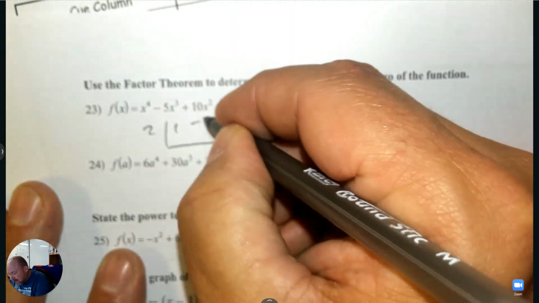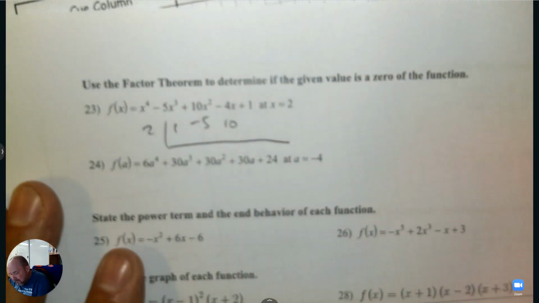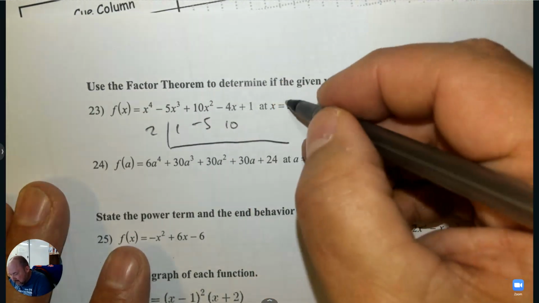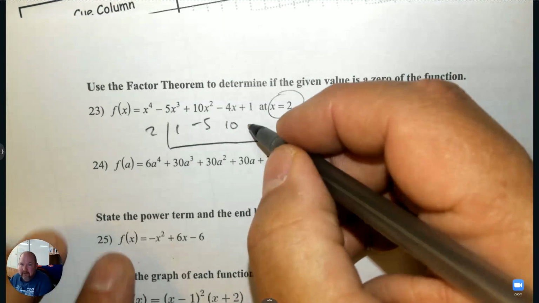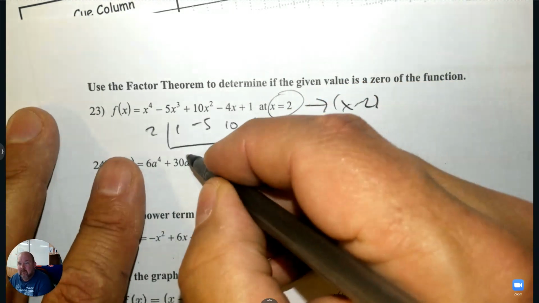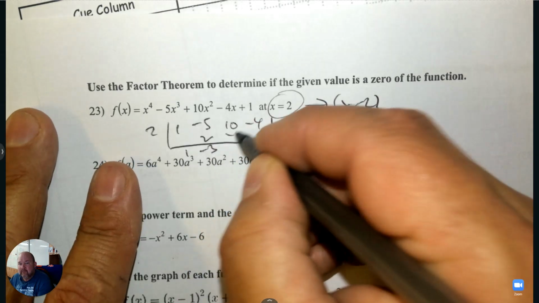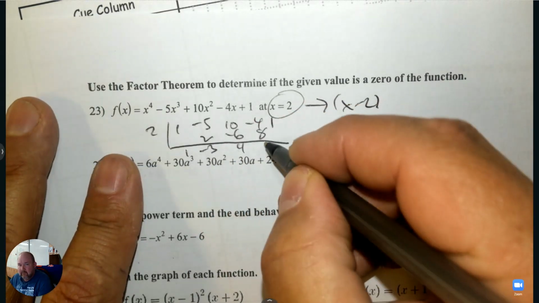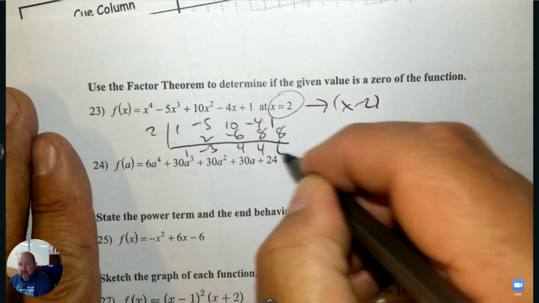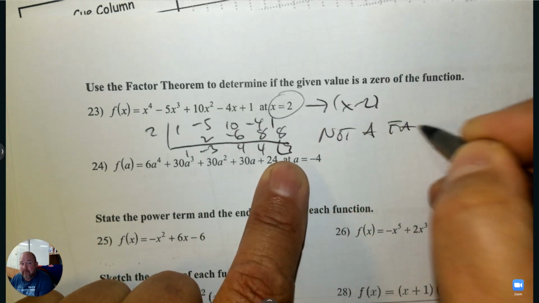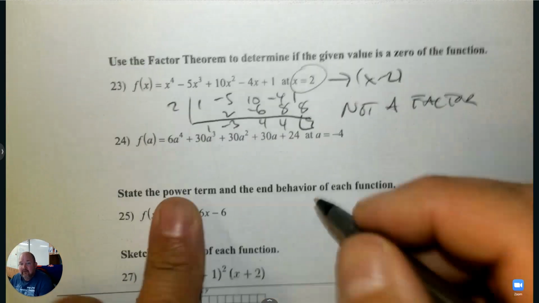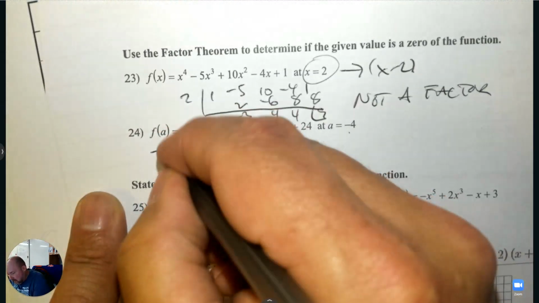So the factor theorem says, hey, divide, and if the remainder is 0, then the factor that comes from that, which is x minus 2, is a factor. So the first one does not give you a 0, so this one is not a factor because the remainder at the end is not 0. Let's try the next one, negative 4.